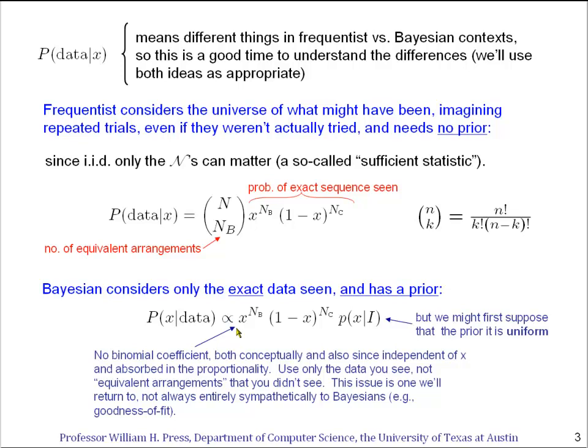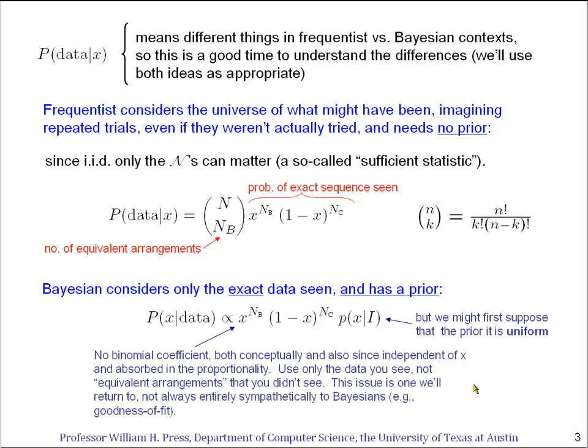Now, there's actually two reasons for that. There's a trivial reason, and that is that the binomial coefficient doesn't depend on x. And therefore, if it's a constant with respect to x, the same constant would be in both the numerator and in the Bayes denominator when I compute the integral, and therefore that constant will just cancel out. However, there's a more fundamental philosophical reason that we should not put in a binomial coefficient, and that is this idea that we should consider only the exact data seen and its prior, and not hypothesize about what might have been seen in alternative universes.